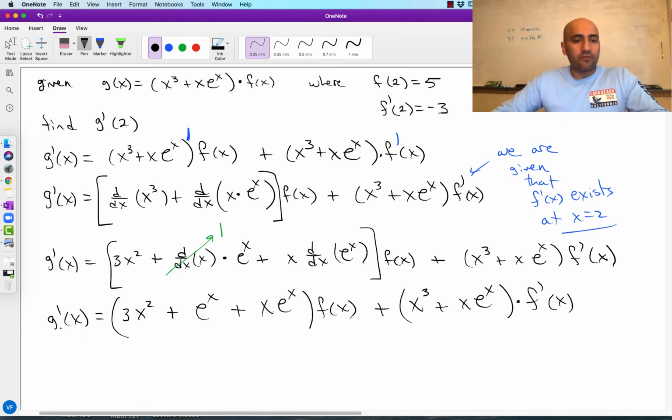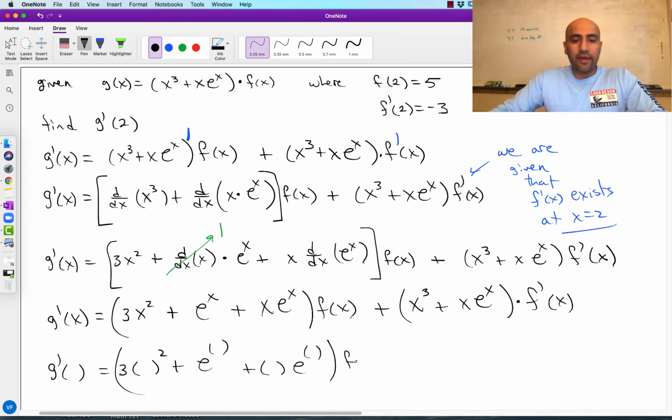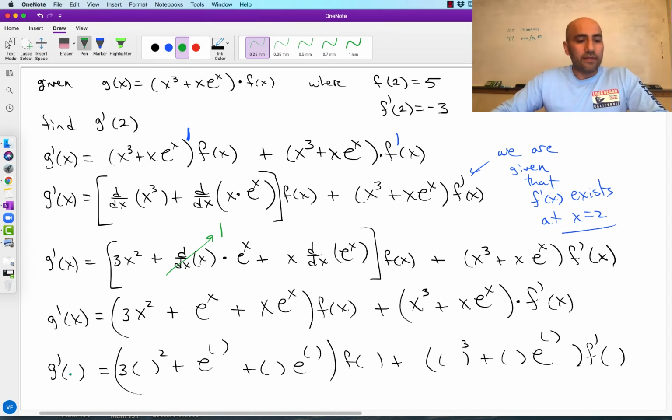They didn't ask for it, but of course we have to find it if we want to find f prime of 2. So now we can get on with the business of finding this. So this is going to be f prime of blank equals 3 blank squared plus e to the blank plus blank times e to the blank. That whole thing gets multiplied by f of blank plus blank to the third plus blank e to the blank, f prime of blank. Okay, and so in this case, x is equal to 2.